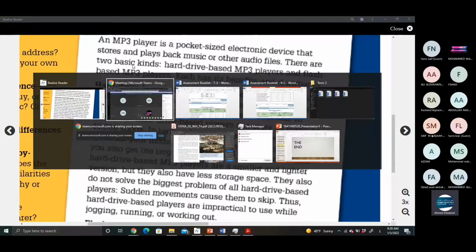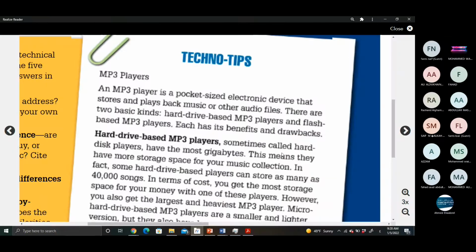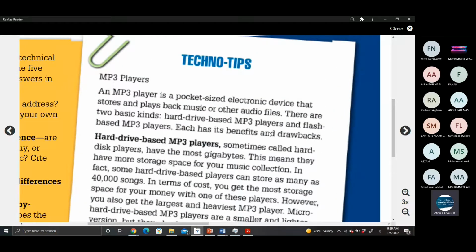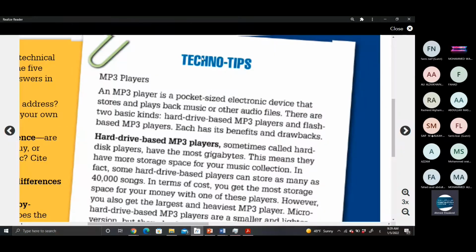Let's see. Rashid, Mr. Rashid, hello. Rashid, your voice is lagging. Hello. You hear me? Hello? Yes, now we can hear you. Can you read, please? Techno tip. Yes.